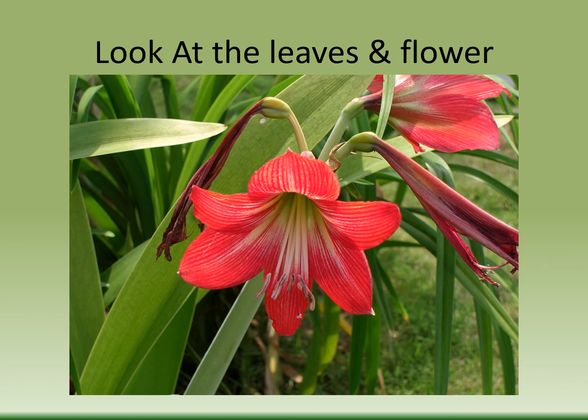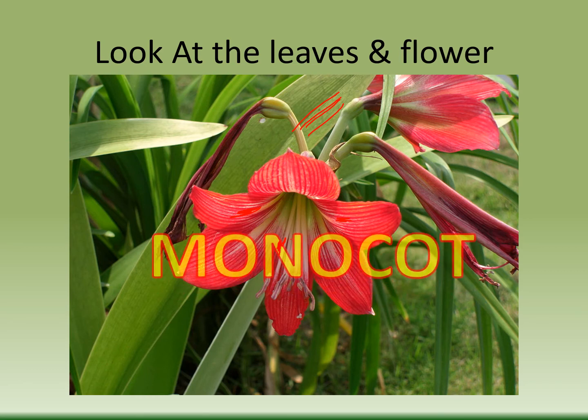So you look at this one and you say, okay, these leaves have parallel veins. I already know it's going to be a monocot, but let's just look at this flower. Here is 1 on the first layer. The back here is 2 on the first layer, and here's number 3. So they're in layers of 3. So we know that this is a monocot.